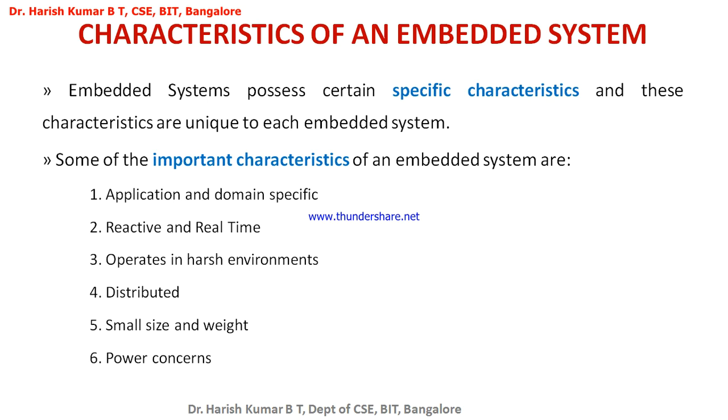Now the major important characteristics of embedded systems are: application and domain specific characteristics, reactive and real-time characteristics, and operating in a harsh environment. That is one more important characteristic of embedded systems. I don't say all embedded systems will operate in a harsh environment. There are a few embedded systems which operate in harsh or difficult environmental conditions. There are also embedded systems which operate in a distributed environment. Small size and less weight is also one of the important characteristics. And power concerns, because the majority of embedded systems are battery driven, so power concern is also one of the important characteristics of embedded systems.